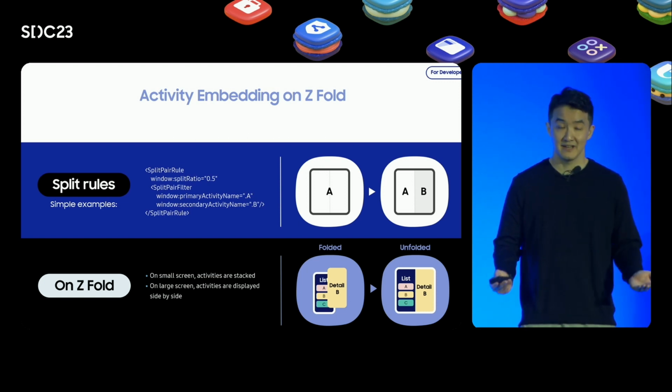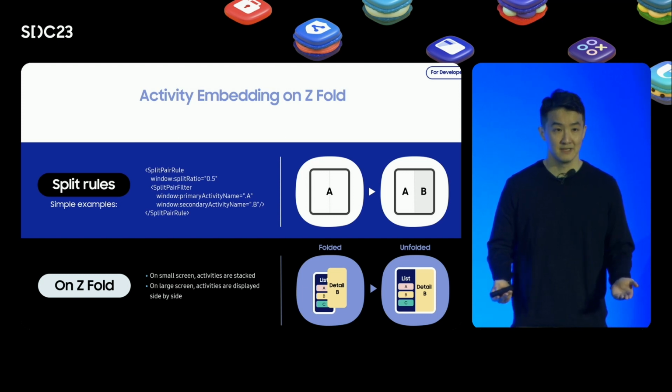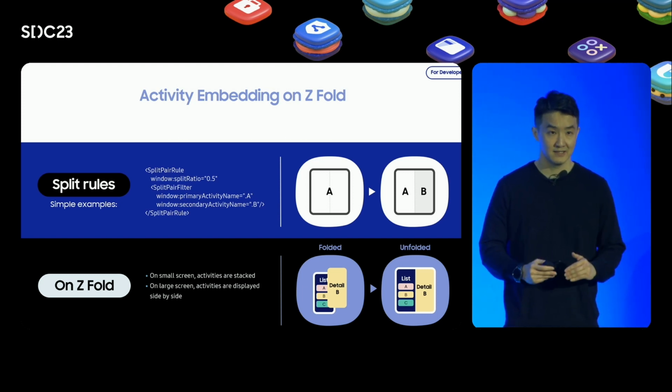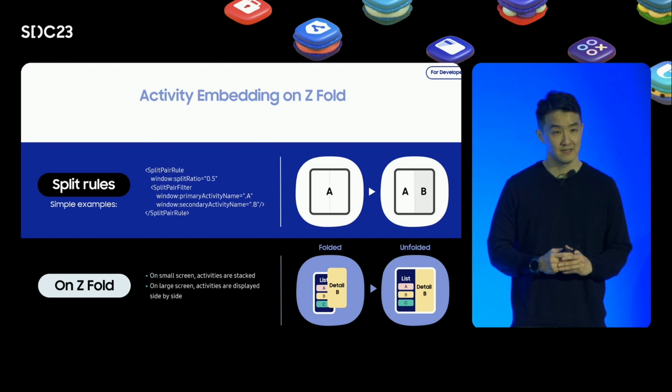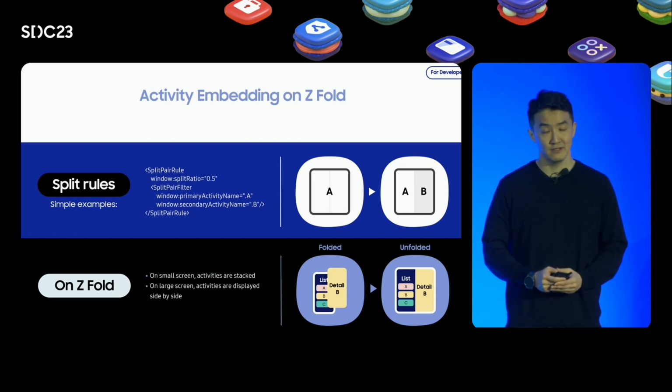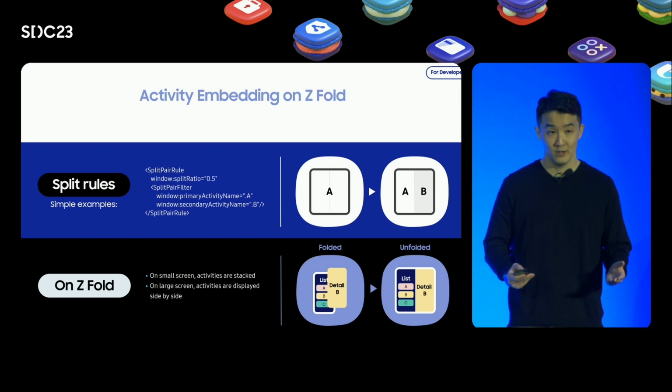With this simple declaration, the two activities will be shown in stack state on a folded Galaxy Z Fold and side by side on an unfolded Galaxy Z Fold. I believe this is simpler than using a multi-pane layout with fragments. So please take a look at activity embedding with the Jetpack WindowManager library, and make your app optimized for large screen.